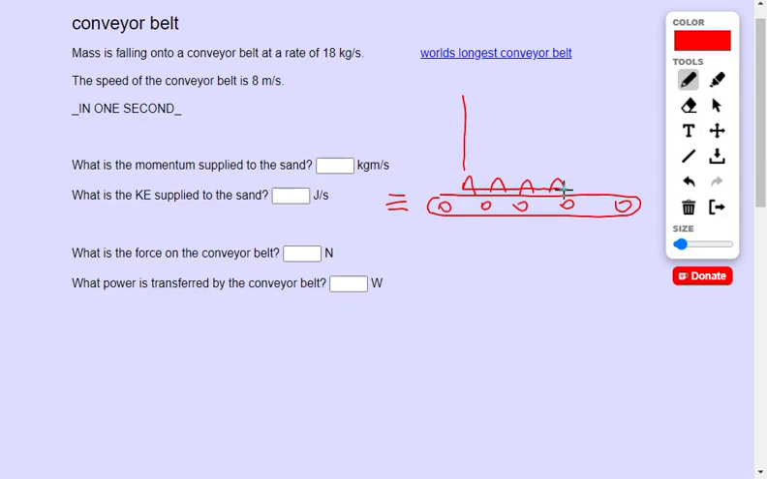So in 1 second, the momentum supplied is simply the mass per second, which is 18 kilograms, times 8. What's 18 times 8? Simply just mass times velocity. So that's 144.